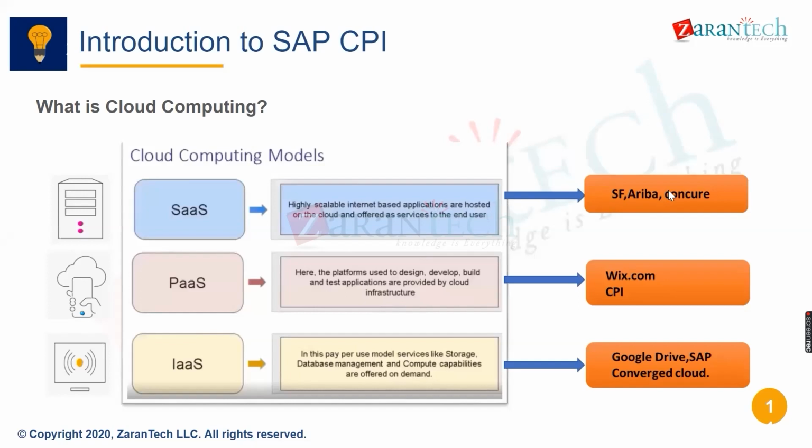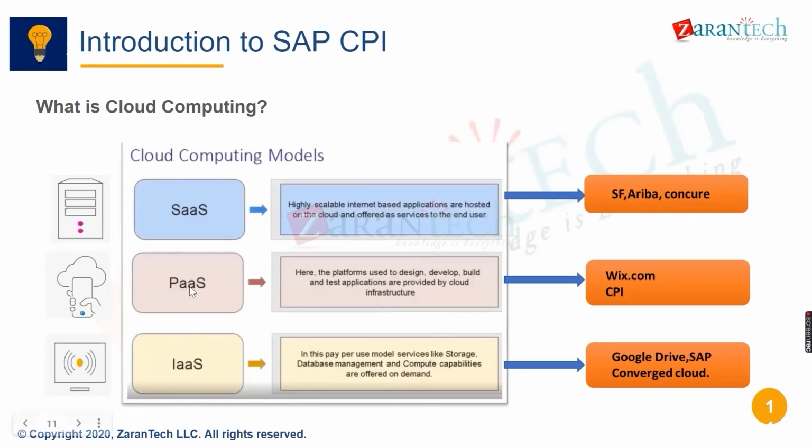Now, the same example for Ariba and Concur. If you have an Ariba architecture, like if you want to buy something or sell something, from the integration point of view we go for Ariba. And if you have any travel, that comes under Concur. We'll see more about how this will work. But as I told you, software as a service is basically software which is already created and already deployed, and you utilize those services through the cloud.